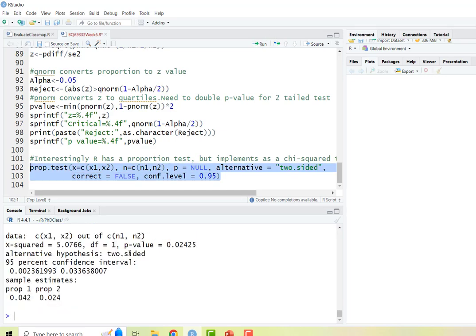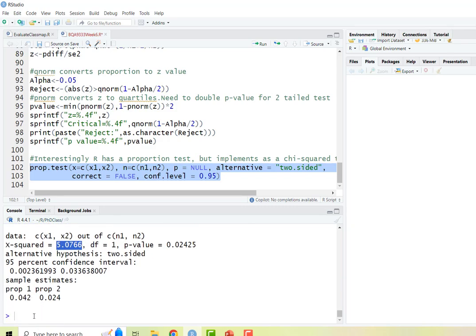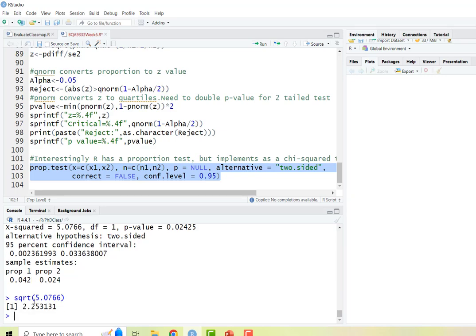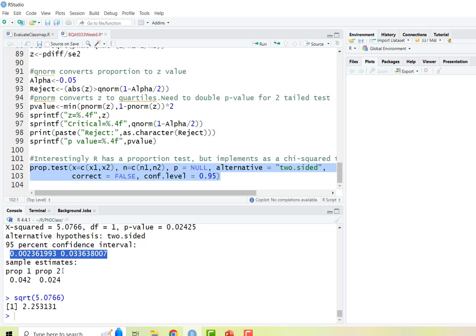So we can do the proportion test, and you can see it gives us the chi-squared. If we took the square root of this, we'd get our z value from before, and we get exactly the same p-value. So we could say to reject, and it actually gives us the same confidence interval that we had before. So we can do the two-sample proportion test, which I thought was quite interesting. Okay, so that's all the tests for this week.